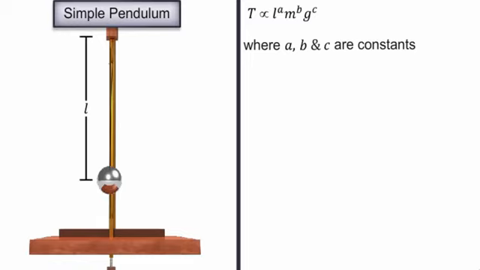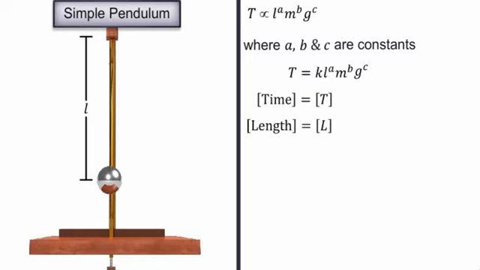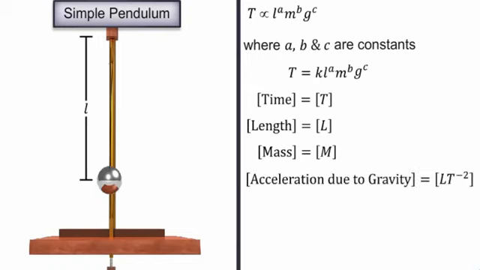Replacing the proportionality symbol, we get a constant k. Hence, the time period is equal to k into L power a, m power b, g power c. We now need to find the values of a, b, and c using dimensions of the physical quantities on both sides of the equation. The dimensional formula for time is T. The dimensional formula for length is L. The dimensional formula for mass is M. The dimensional formula for acceleration due to gravity is L T power minus 2. The constant does not have any dimensions.